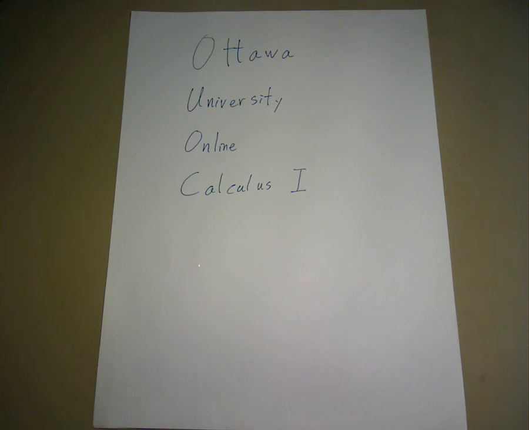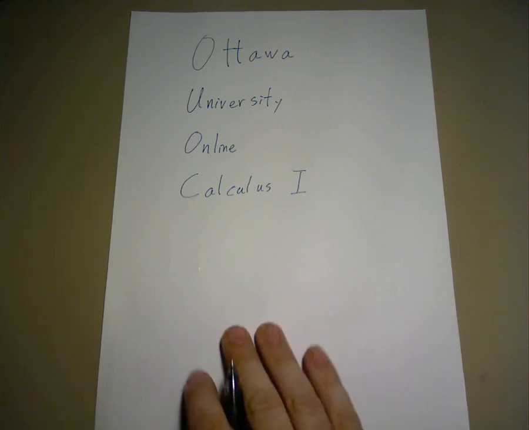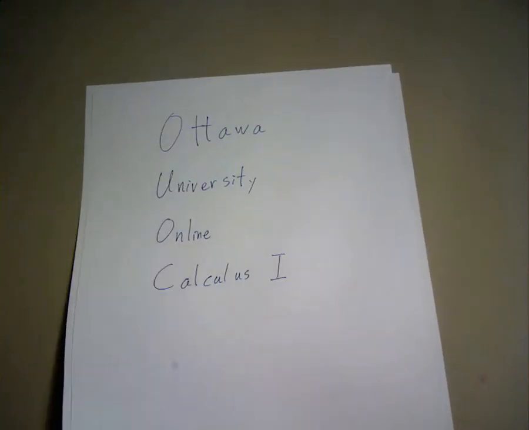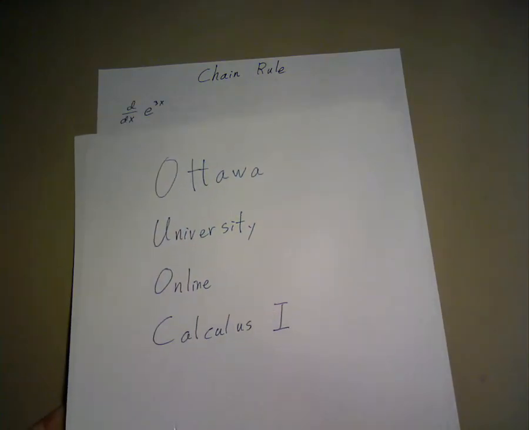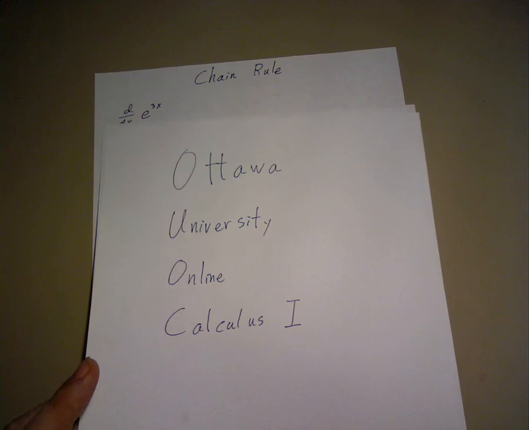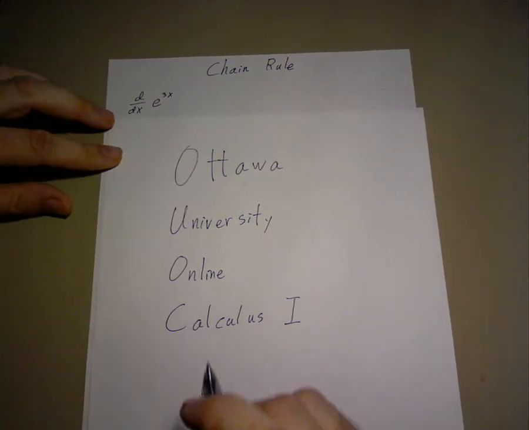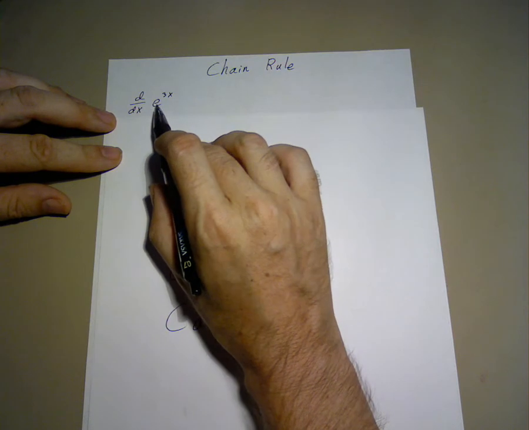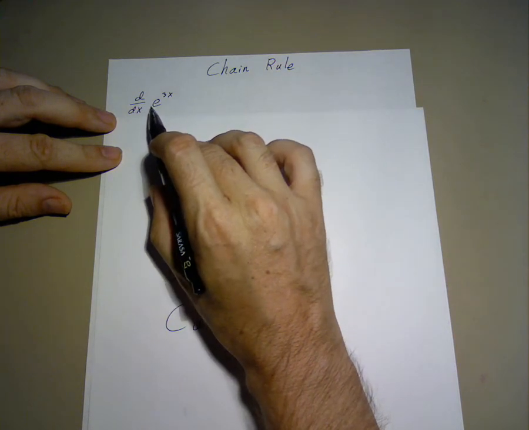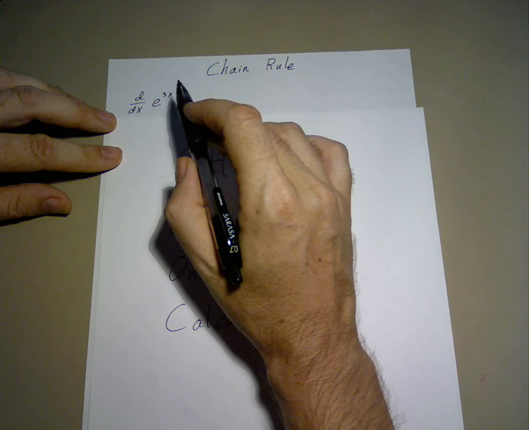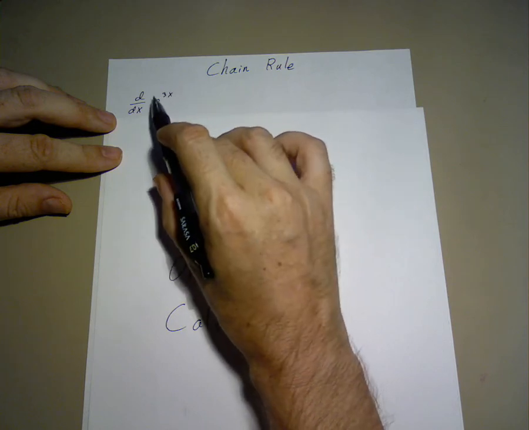In this video, we're going to investigate use of the chain rule. The idea behind the chain rule is that we take the derivative of the first function, the outer function we say, and then we take the derivative of every function inside of it.